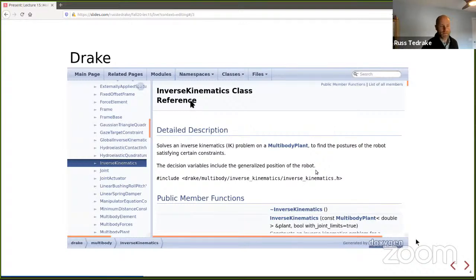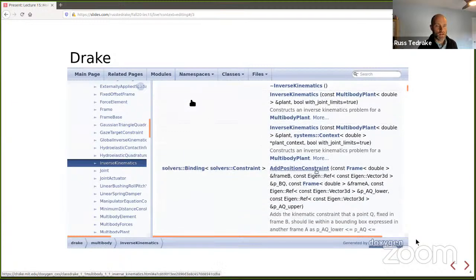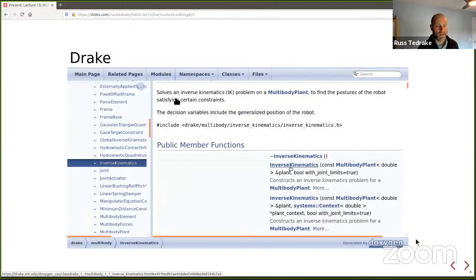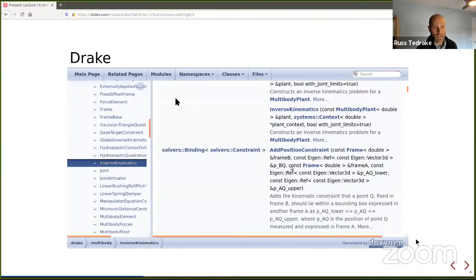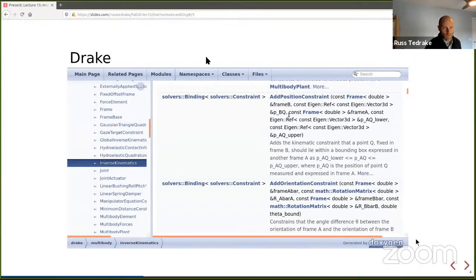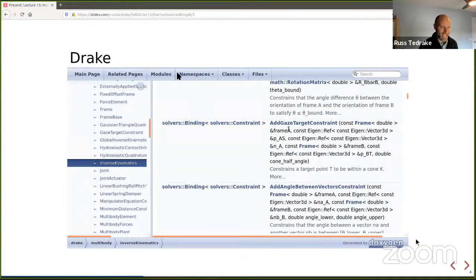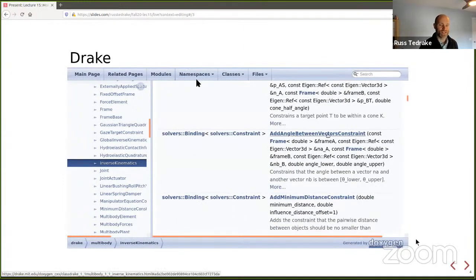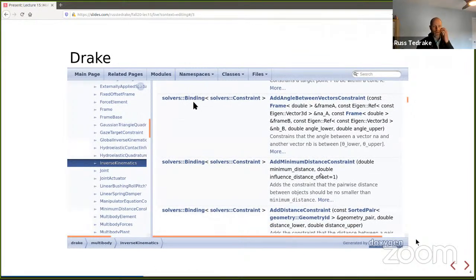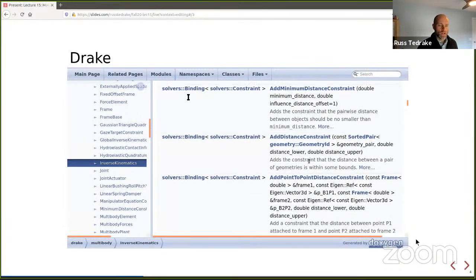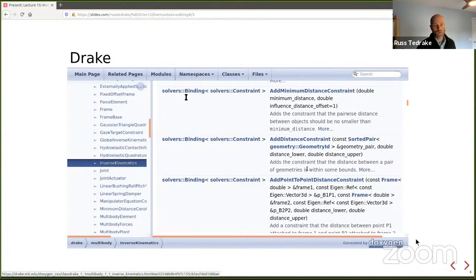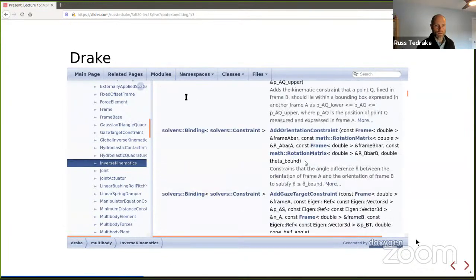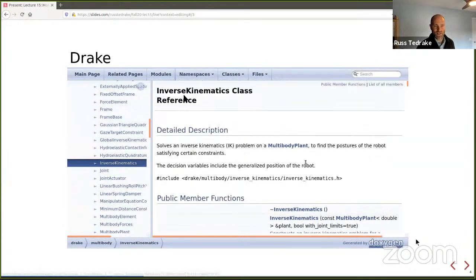In Drake, we do have a pretty rich library of these constraints. You don't have to use the inverse kinematics class to do it, but this just wraps it up and makes it convenient for you. You can add position constraints, orientation constraints, gaze constraints, angle between vector constraints, minimum distance constraints. We'll talk a little bit about those in a minute. The non-collision constraints and the way that you write them can matter a lot on how well the solvers can deal with them. It's a pretty good list of different constraints, and we had more in the older version that we'll bring back whenever somebody needs them.